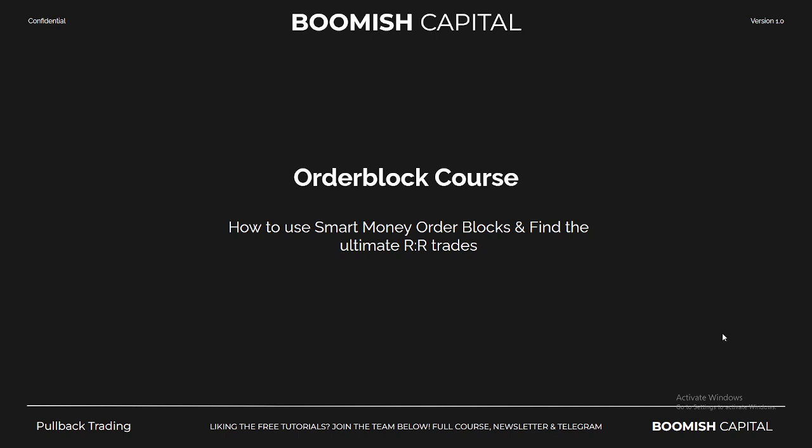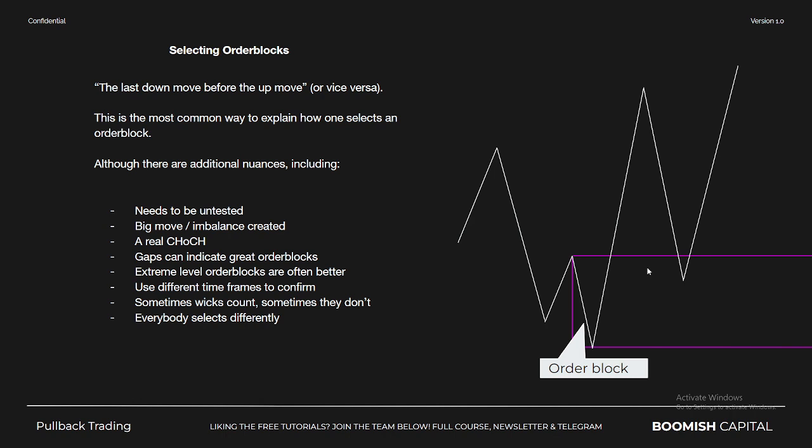I think we all know what order blocks are. They're essentially just blocks in which you want to enter your trades, right? So how do you select them? Let's just dive into that. Usually what people tend to say is the last down move before the up move, or vice versa. If this were inversed, then it would be the last up move before the down move, and you select that as the order block.